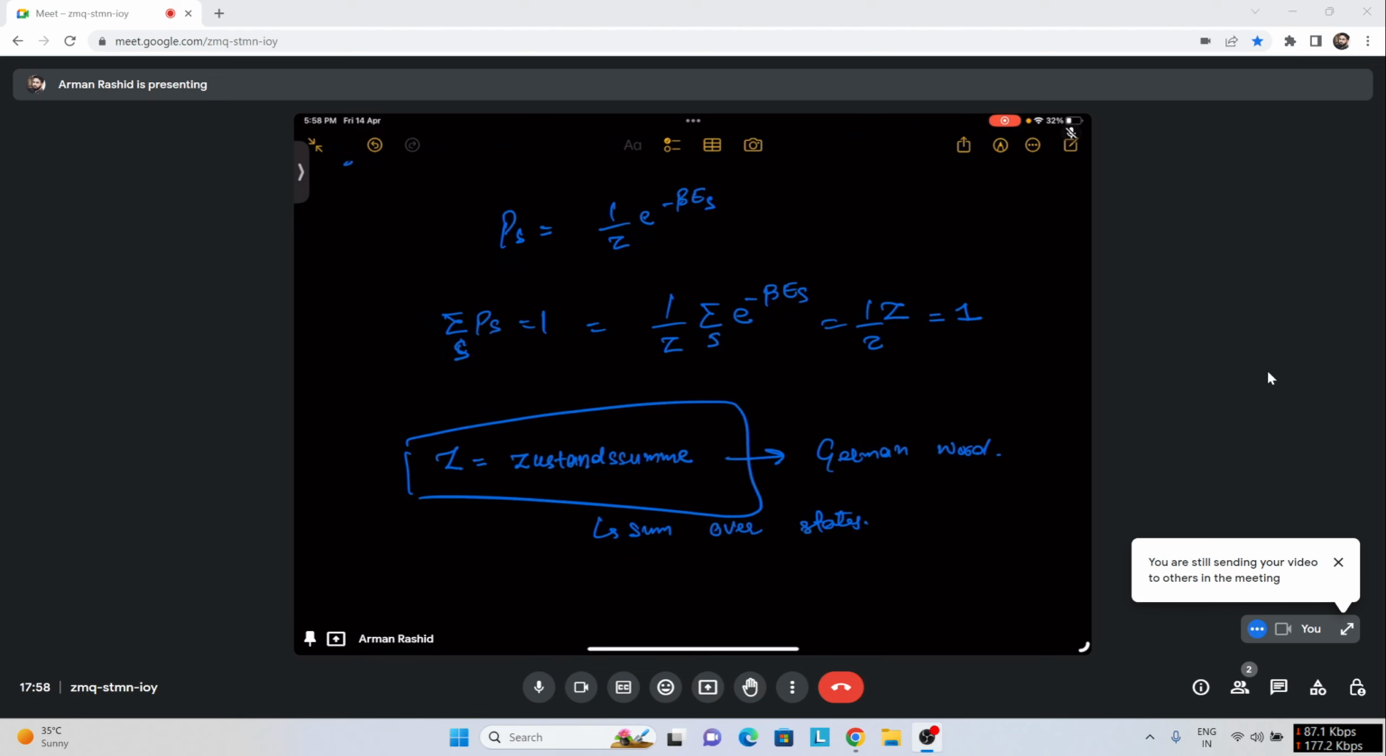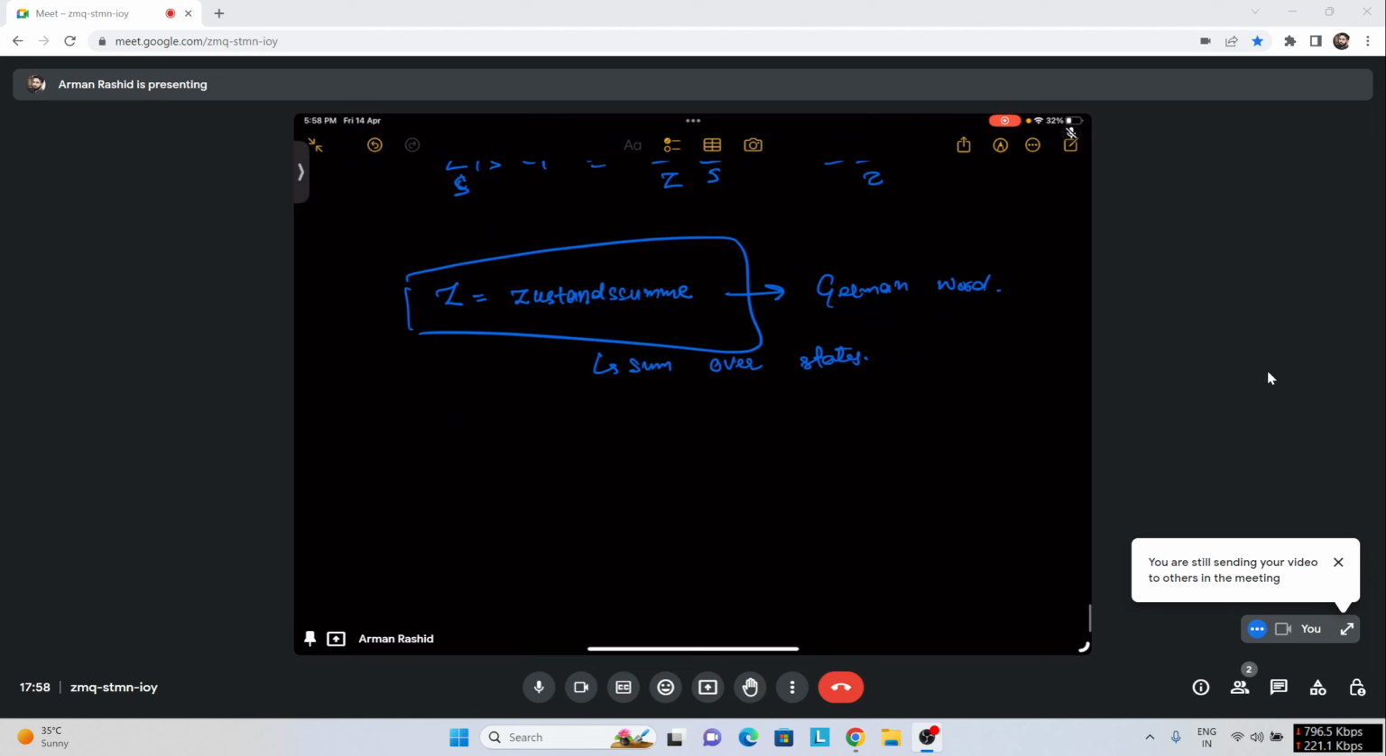Okay, now we have something called the grand canonical partition function. I will finish this today. Then in the next session we can go to what we call the molecular partition function.